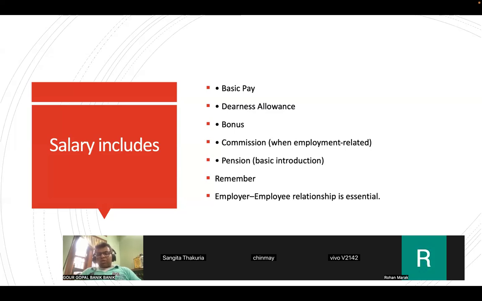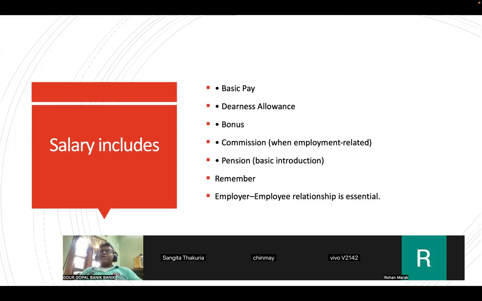Because in any transaction, any income, there are two parties: one party is the receiver, the other party is the giver. There is no doubt about that. But of the receiver and giver, if one is the employer and the other is the employee, only and only then will it become salary, otherwise not. Otherwise not. If money is received from anyone else, it is not salary.